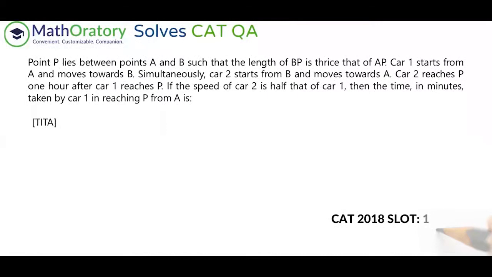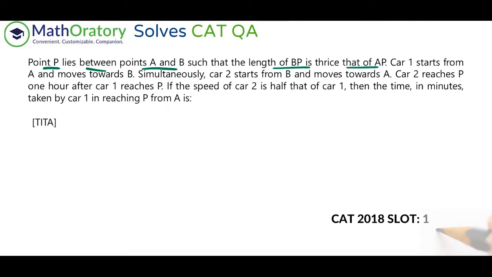Another time and distance problem. So it says this is point P lying between A and B somewhere. Let me mark this with a different color. So we have point P lying between A and B, such that the length of BP is thrice that of AP. So that is given.